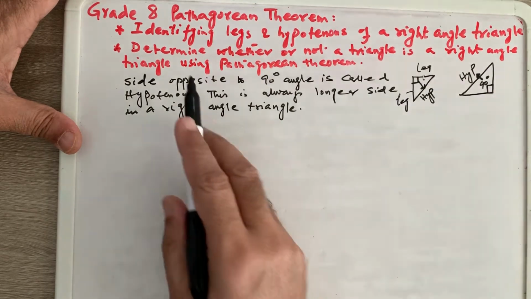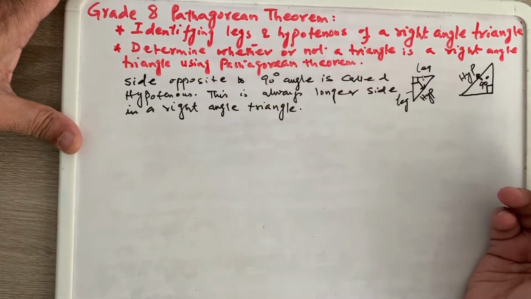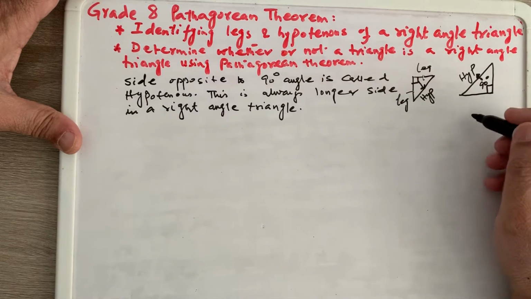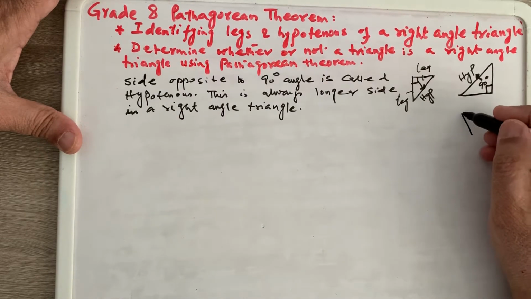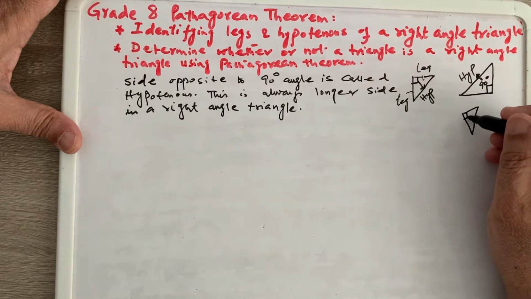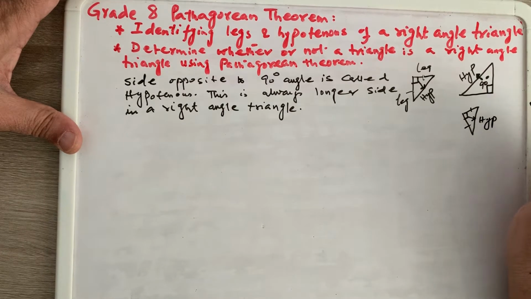So now identify legs and hypotenuse of a right angle triangle. Whichever way the triangle is constructed, for example, it's constructed like this. My 90 degree is this. What is opposite to the 90 degree? This. So my hypotenuse is here. And the other two sides are called legs.